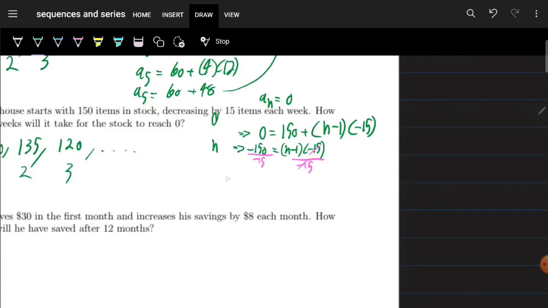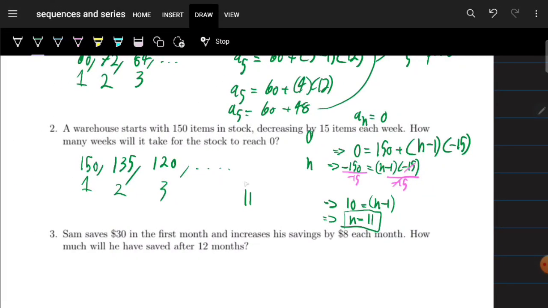Okay, so we're going to get the following. Negative 150 divided by 15 is 10. So we get 10 is equal to n minus 1. And if we add 1 to both sides, to get rid of this minus 1, we get n equals 11. Okay, so we get that the 11th term is 0.